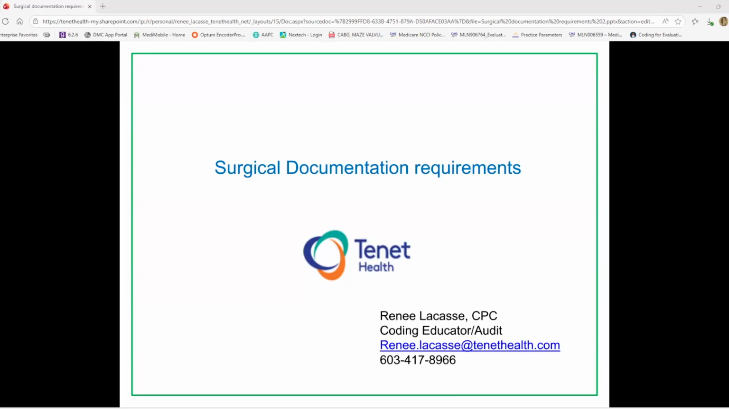Today's session, we're actually going to focus on surgical documentation and guidelines. And again, there's a lot of valuable information to cover. So if we could just hold questions till the end, and then we'll have dedicated time to go over those.